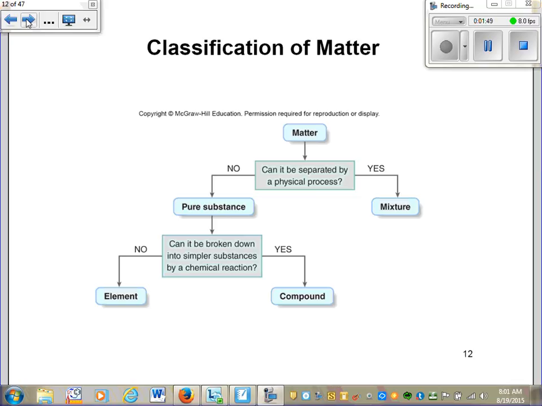So if we look at a flow chart and classification of matter: can it be separated by a physical process? If so, it's a mixture. And remember, we have two types of mixtures: homogeneous, evenly blended; heterogeneous, not evenly blended.